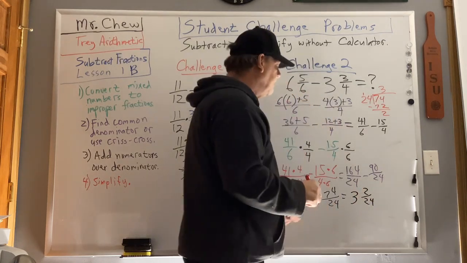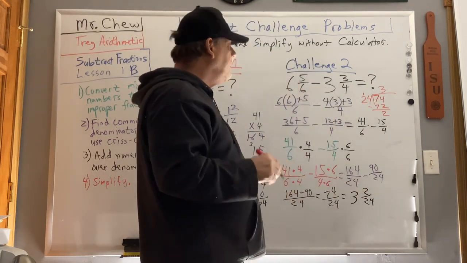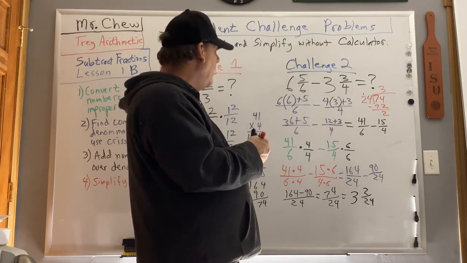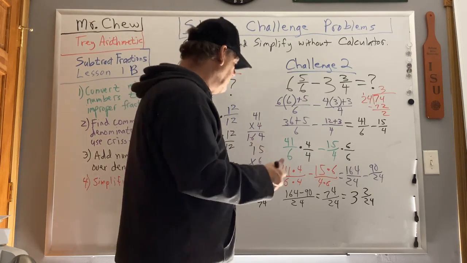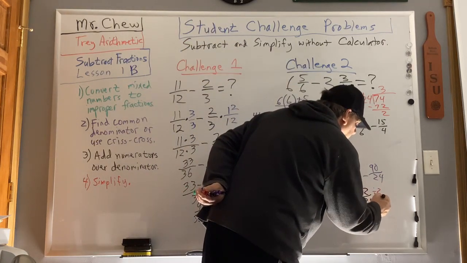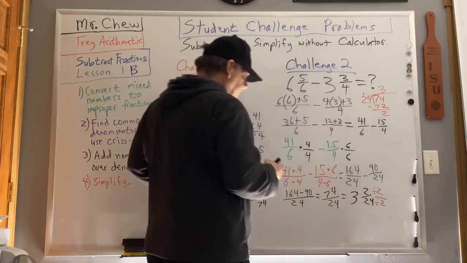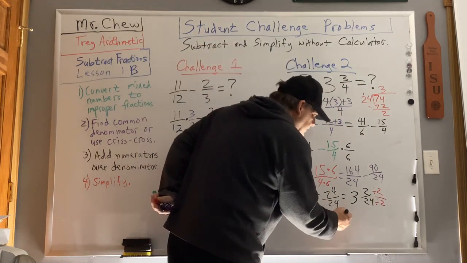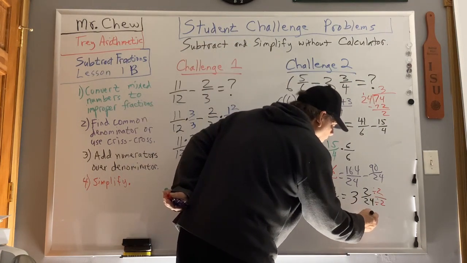The problem is 2 24ths can be reduced. So how do I reduce 2 24ths? I divide the numerator and denominator by the common factor of 2, and my answer will be 3 and 1/12.